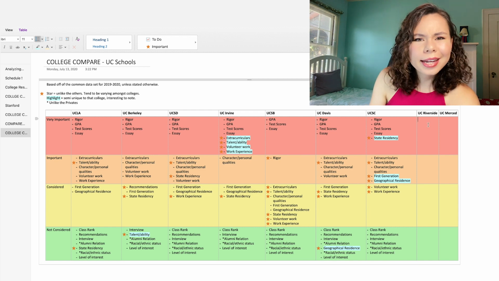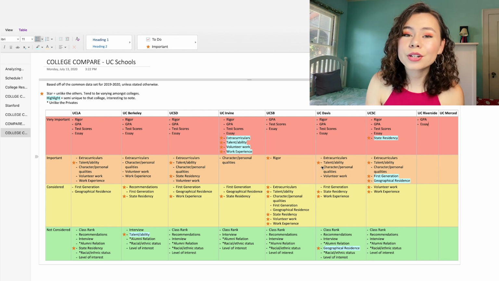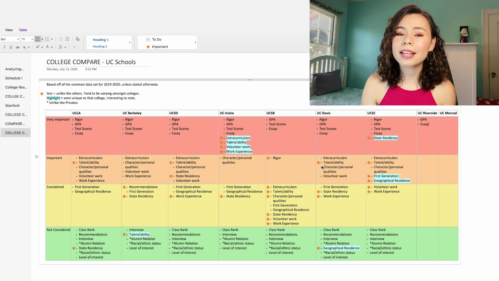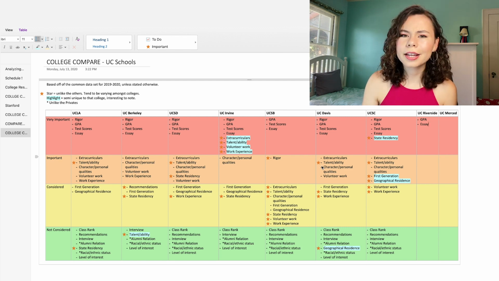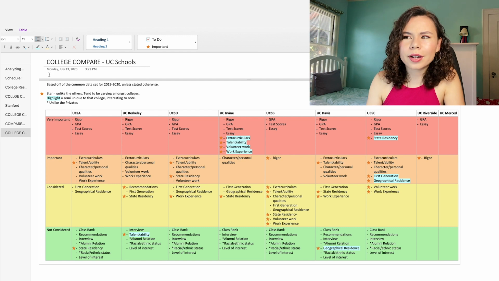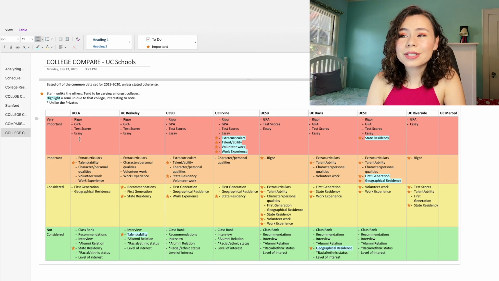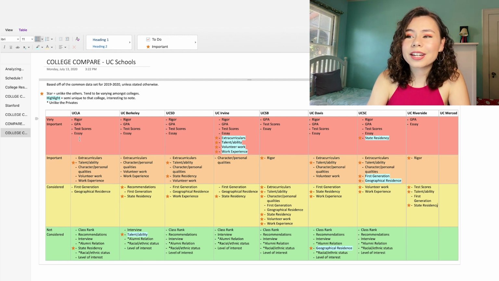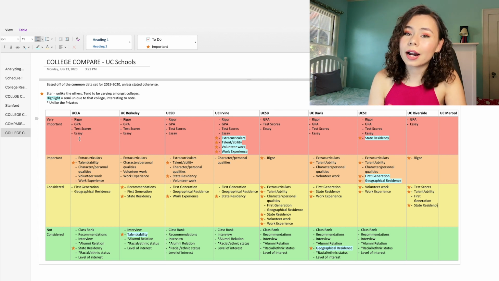The next one on the list is UC Riverside. Let's take a look at what they deem important. GPA and your essay. And that's it. So I guess they go a little lighter on the test scores maybe? Let's take a look at the important. Rigor. All right, but that's the only thing in that category. So what's considered? Test scores, talent or ability, first generation, and state residency. All right, there we go.